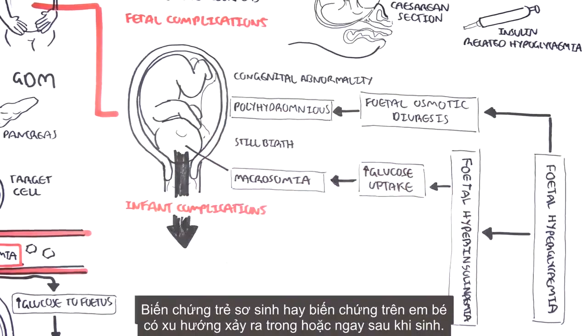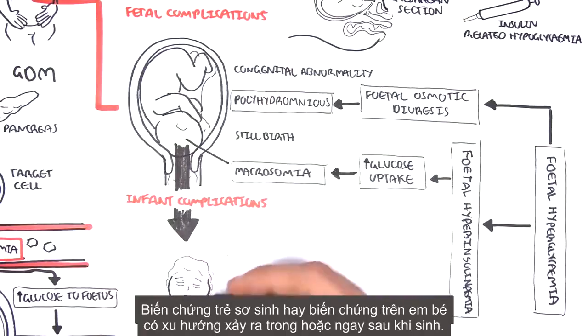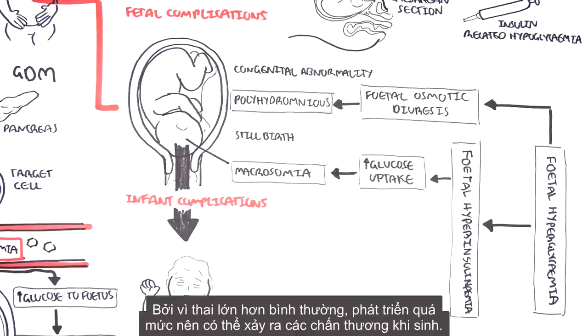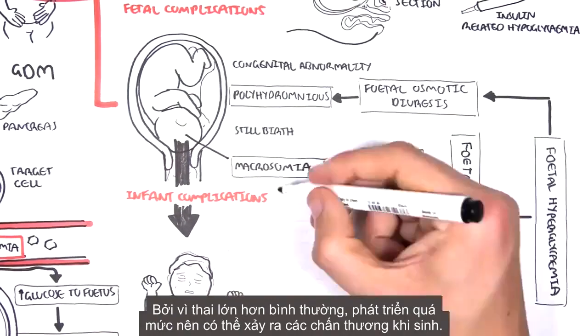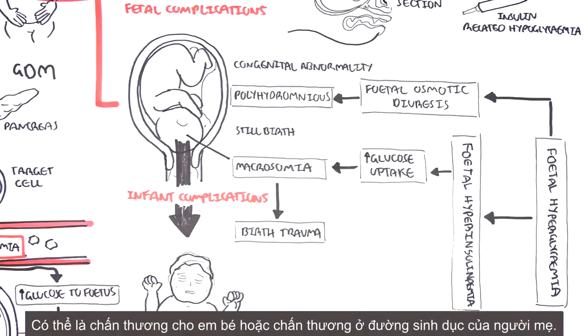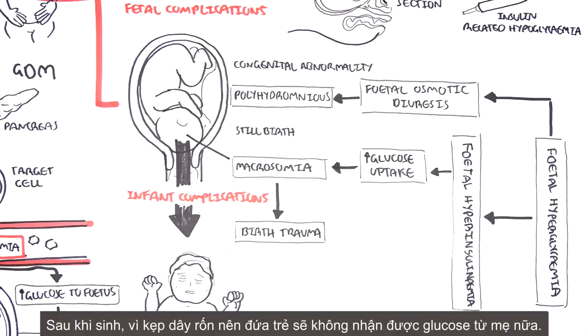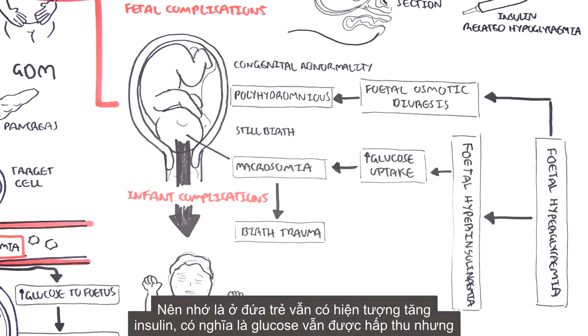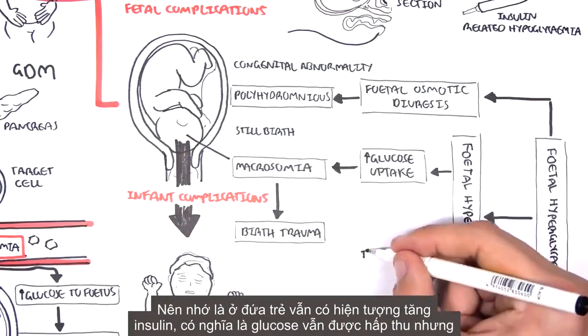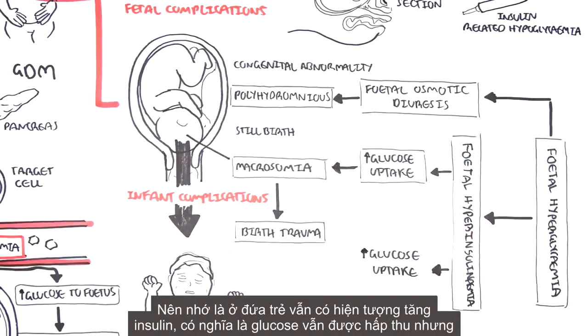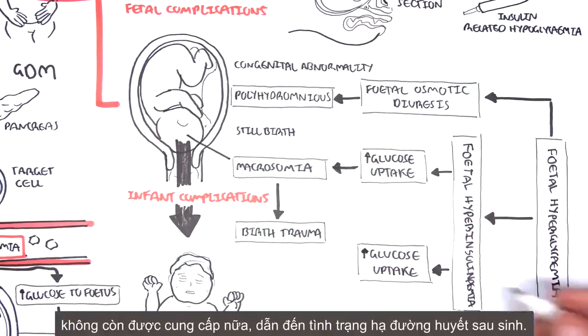Infant complications or baby complications tend to occur during delivery or right after delivery. And this is because the fetus is larger than normal. There is macrosomia. And thus birth trauma can occur. And this can be trauma to the baby or to the mother's genital tract. After delivery, the fetus will not receive any more glucose from the mother because the umbilical cord is clamped. Keep in mind that there is still fetal hyperinsulinemia present, and this means that glucose will be taken up still. But with no more supply of glucose in the baby, this means that there is hypoglycemia.